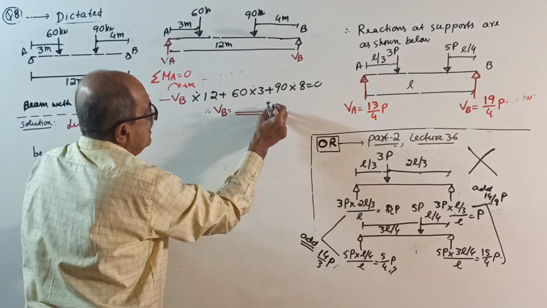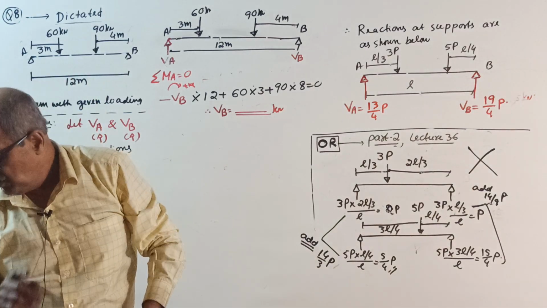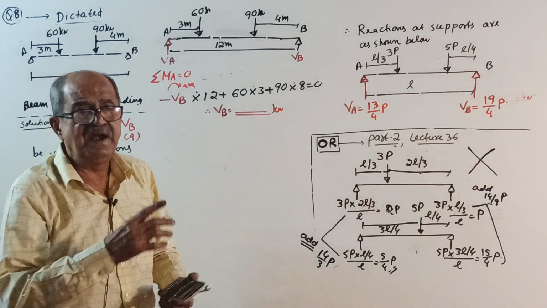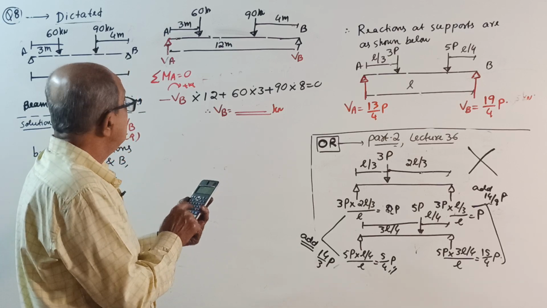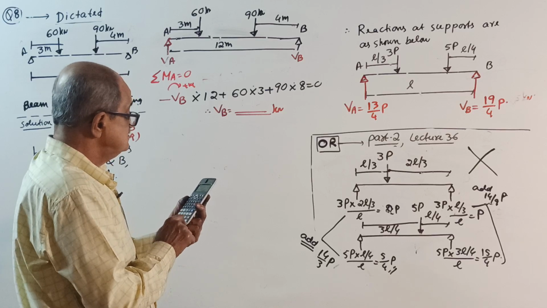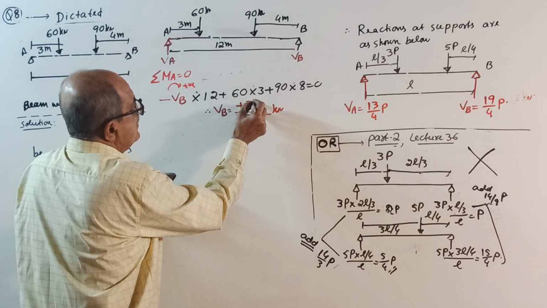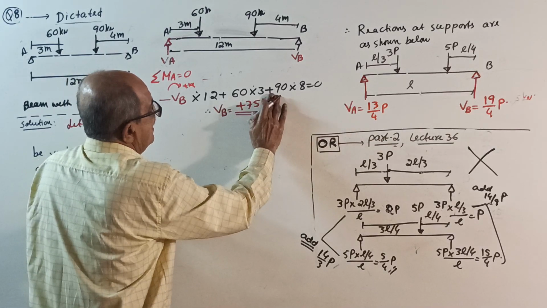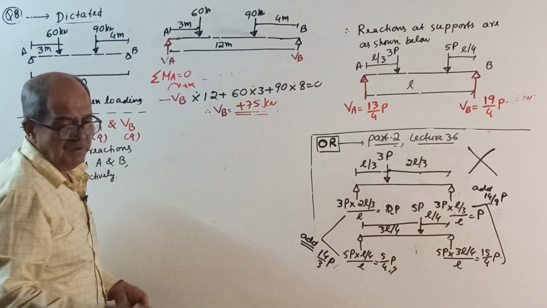See, later when I go to SFD BMD, when such a beam comes, I will not explain reactions. I will tell already over long back. 90 into 8 plus 60 into 3 divided by 12, 75 kilonewton. Okay, already over. Kilonewton is the value of VB.